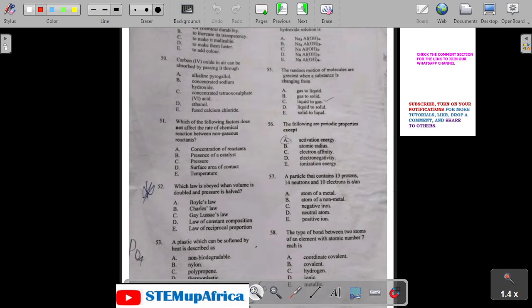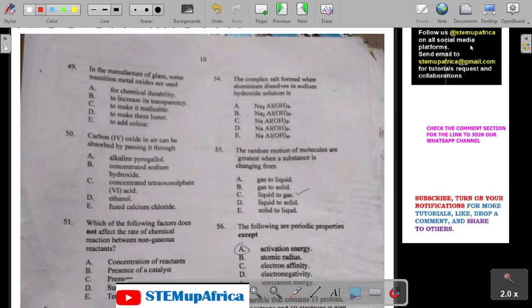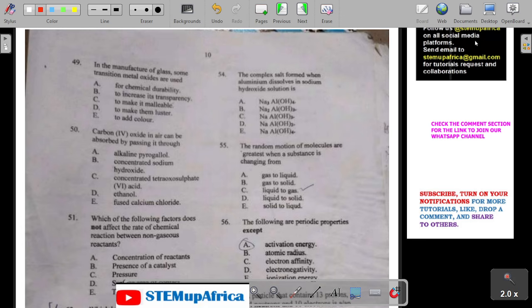So we have number 49. It said, in the manufacture of glass, some transition metal oxides are used. It's to add color to it. 49 is E.